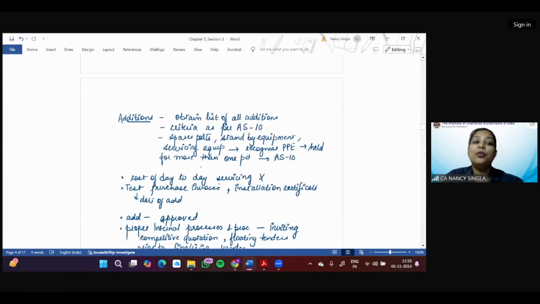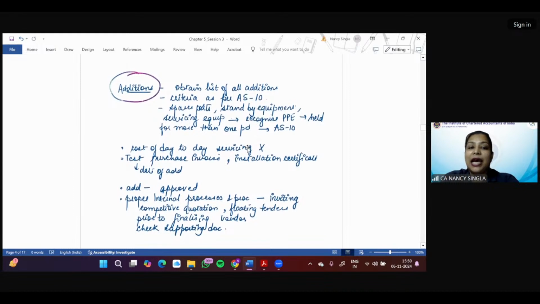Simple. Now, with respect to the additions, quickly tell me, with respect to land and building, what is the document that the auditor will see? And with respect to plant and machinery, what is the document that the auditor will see with respect to the additions that have been made? So I can say that with respect to land and building, it will be what? Title deeds. And with respect to purchase of furniture, fixtures or vehicles, he will see what? Purchase invoices. Simple. Okay, right?